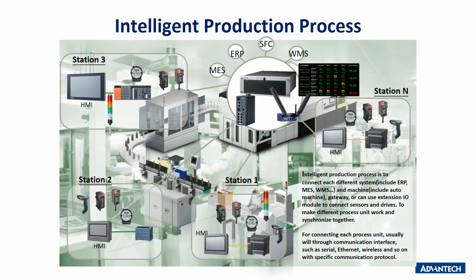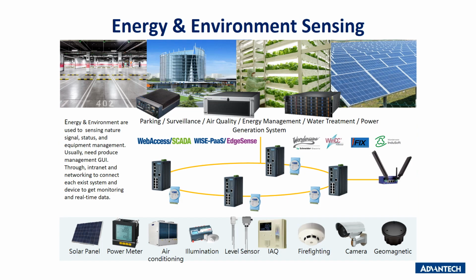The intelligent production process is to connect each different system, including ERP, MES, WMS, and machines, including automated machines, gateways, or extension I/O modules to connect sensors and drives, to make different process units work and synchronize together. Connecting each process unit is usually through a communication interface, such as serial, Ethernet, wireless, and so on, with a specific communication protocol.